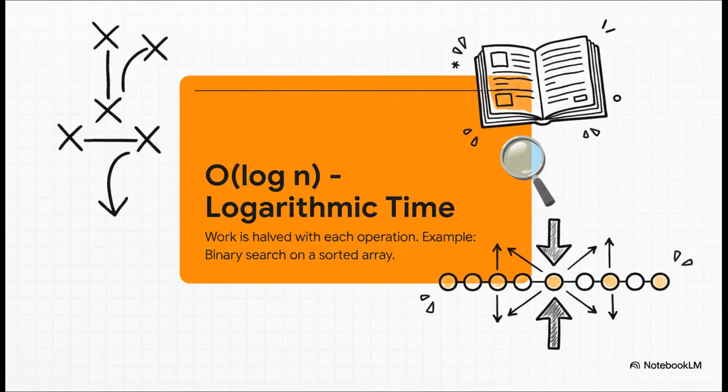Next up is O(log n), logarithmic time. This is our phone book magic trick. Every step we take, we slash the amount of work in half. You have no idea how powerful this is. To find one item out of a billion, it would only take you about 30 little steps. That's efficiency right there.